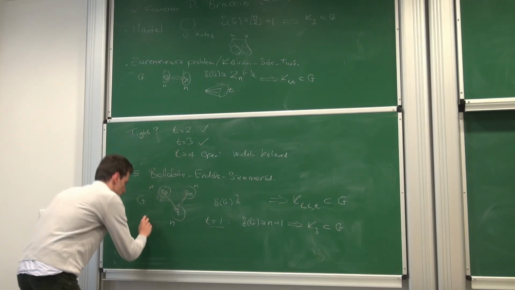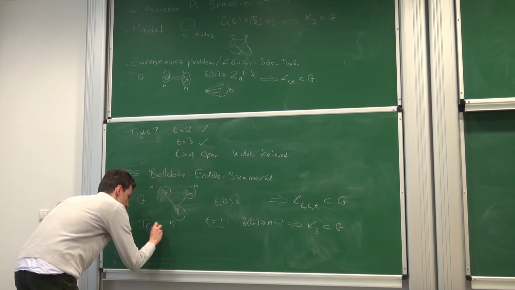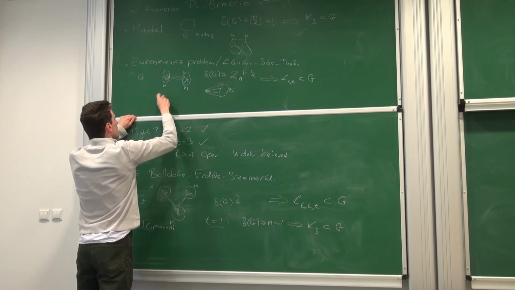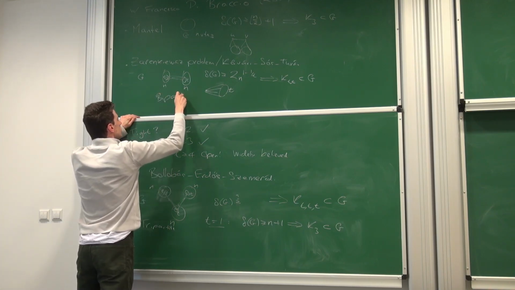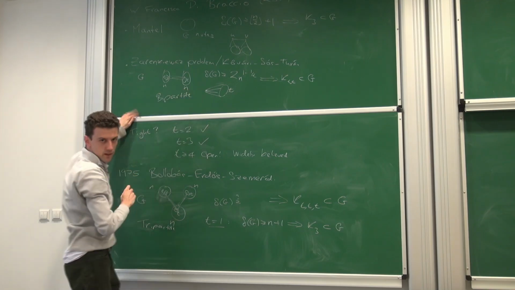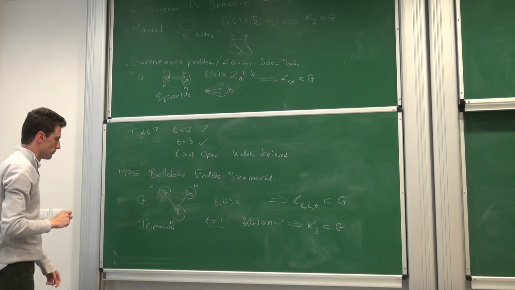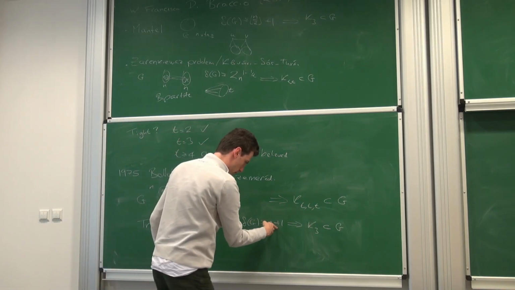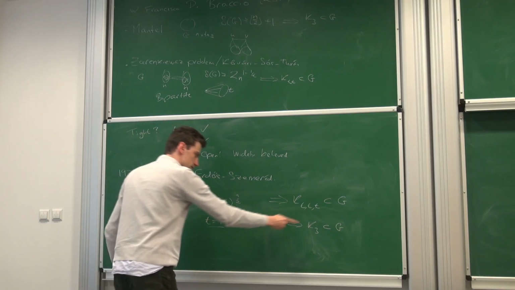So this is a tripartite graph, and this here was bipartite. Very good. Okay. So I'll show you a proof of this later. And is this tight?